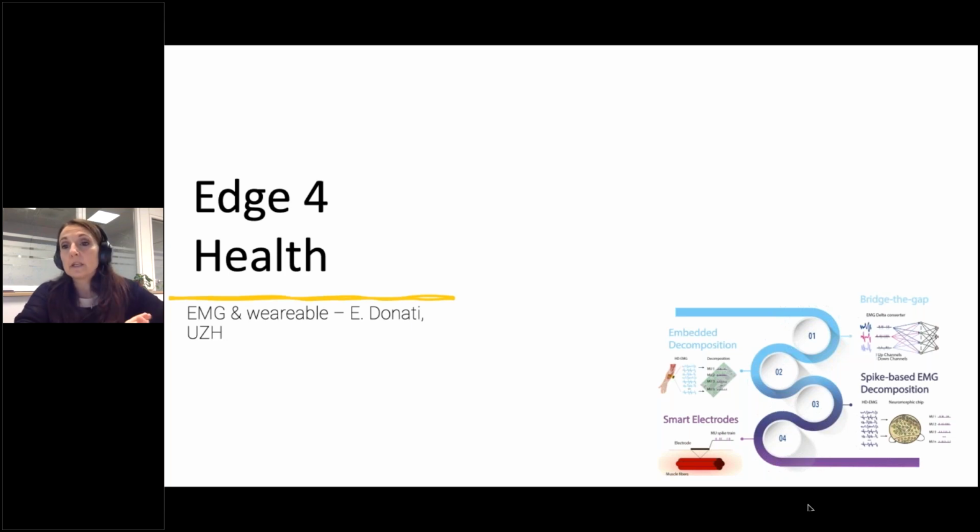First, transform EMG data into spikes and do spike-based learning of the intended motion. But it's also nice to have a look at the decomposition. So decomposition is a strategy to extract information of single motor neurons from the EMG, usually from high-density EMG.